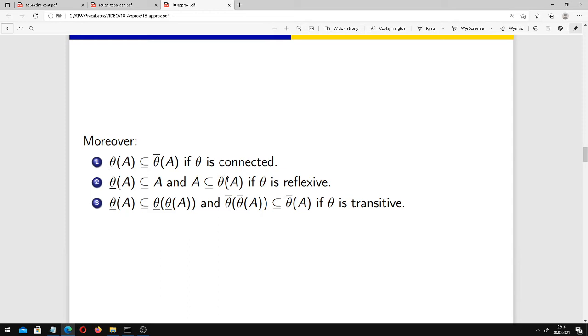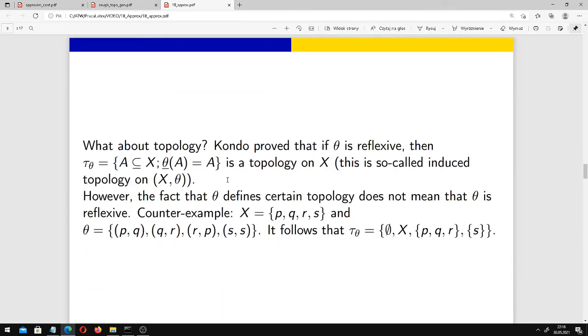What about topology? Kondo proved that if theta is reflexive, just as we said, then this set, tau theta, the set of all those A contained in X such that their lower approximation is identical with them, is a topology on X. And this is the so-called induced topology on (X, theta).